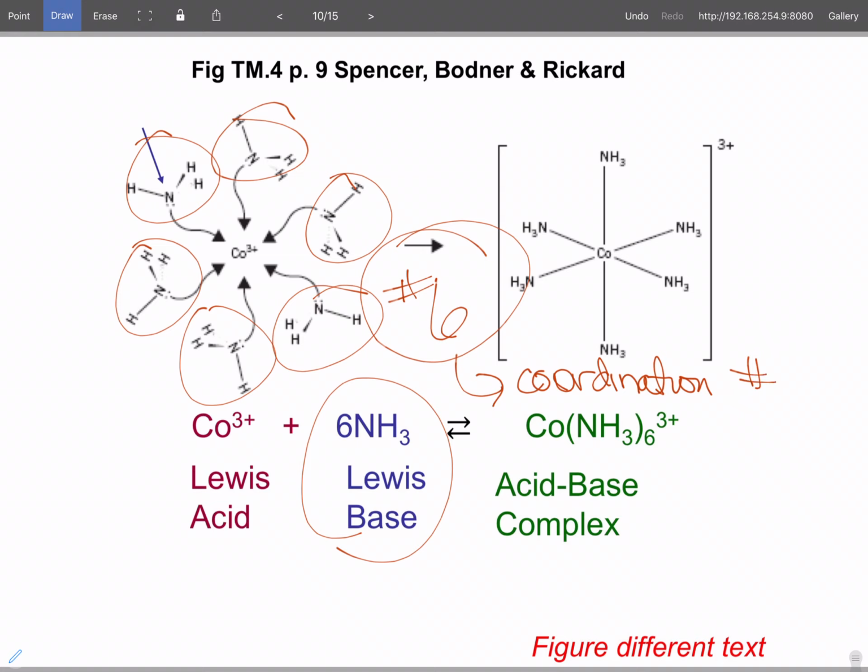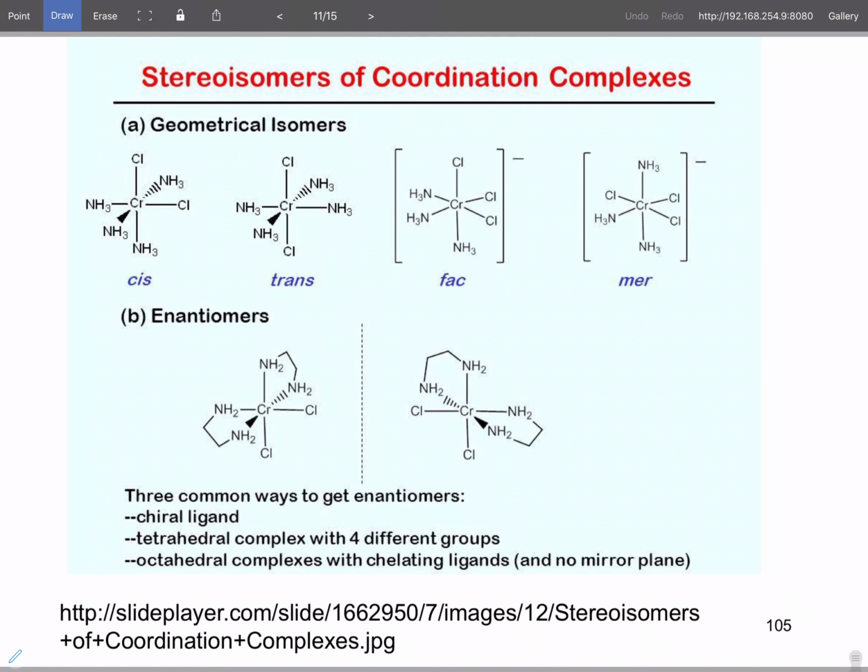And again, this can vary. 6 is usually the maximum, and that's very common, but you can have ones that are 1, 2, 3, or 4. If you look at your KF values, you will see this. Again, these are 6. One other thing is you have stereoisomers, which are different arrangements in space.